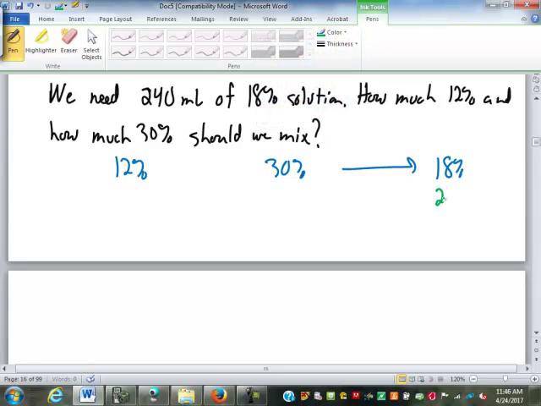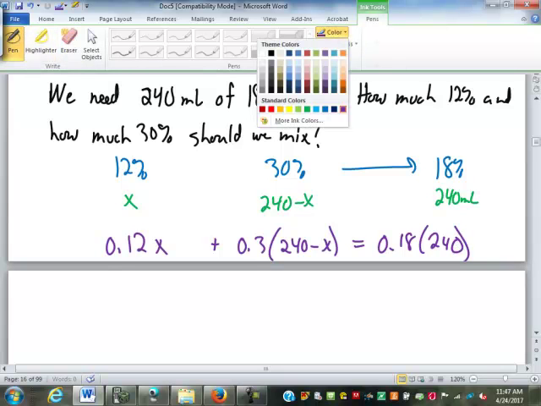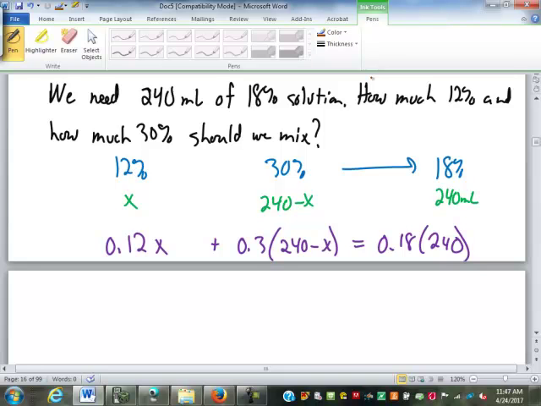We know the only volume we know is that we're going to need 240 milliliters of the 18%. If I let one of these be x, it doesn't really matter which one, I let the 12 be x. The 30 then we said was 240 minus x. And we wrote our equation off of that. So 0.12 times x plus 0.3 times 240 minus x equals 0.18 times 240. And we were able to solve this to get the amount for the 12% and the 30%. Technically, what we were doing there was a workaround to avoid solving a system of equations.